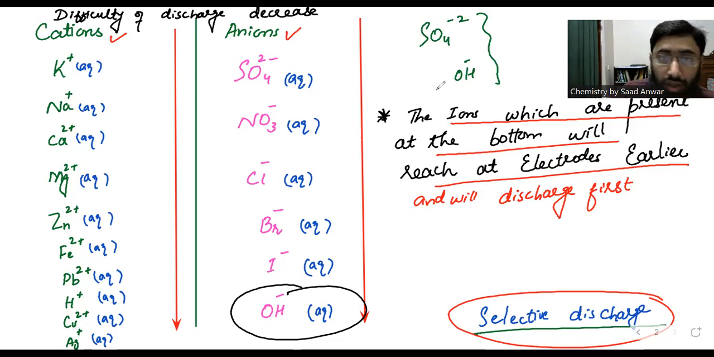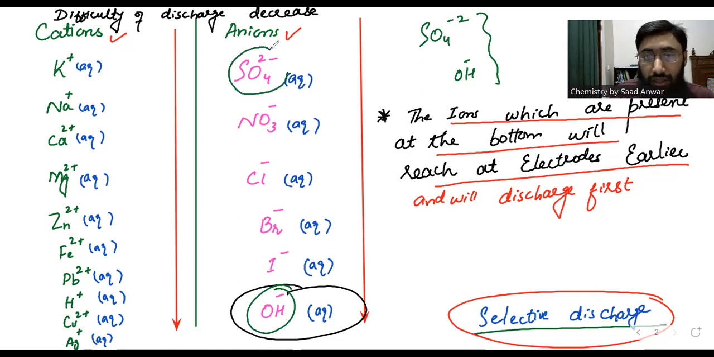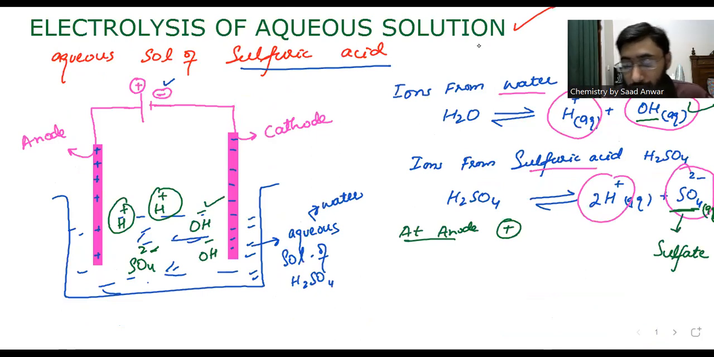You see, in the list, the hydroxide ion is present at the bottom and the sulfate ion is present at the top. And I have mentioned that the ions which are present at the bottom will reach the electrode earlier. So the hydroxide ion will reach the electrode earlier, and it will discharge first. And how will the hydroxide ion discharge? The hydroxide ion carries a negative charge at the anode.